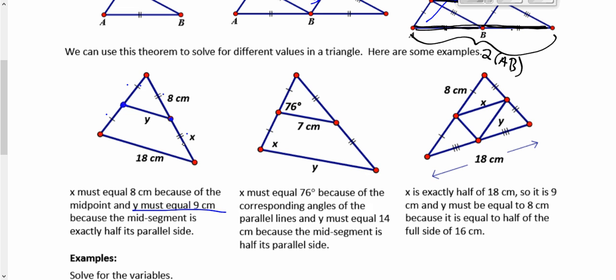Why is x 8? It's only one part of it. If that's 8, there's your midpoint. That's congruent, so that's also 8. Okay? 16. Yeah, but x is 8. The whole side is 16. You're right. Okay? Let's look at the next one.